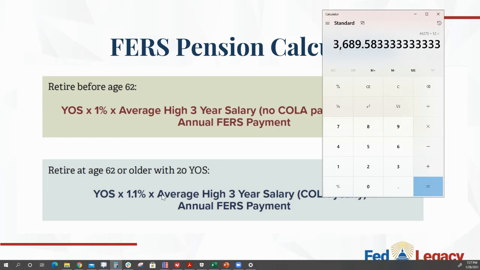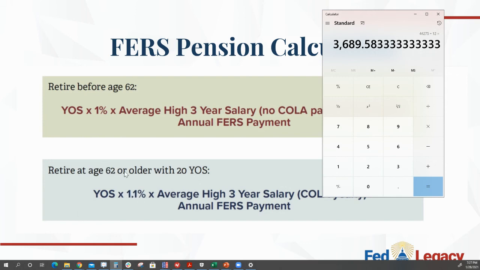And so what you have to do is you have to project out your high three, what you think it might be, and then your expected years of service based on your current age and your current SCD date. And then you look at, let's say, for example, you're 50 years old and you want to retire by 62. So you would take how many years of service you have now, add 12 to that. And then that becomes your years of service expected.